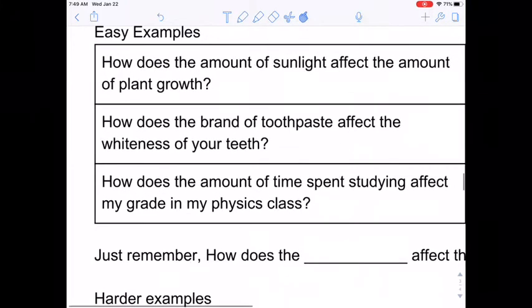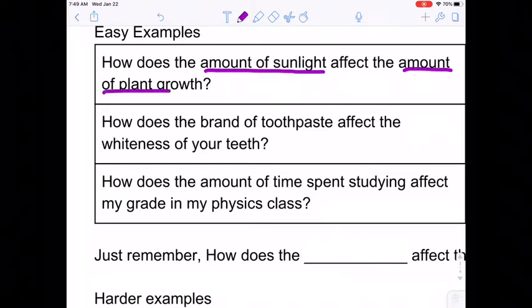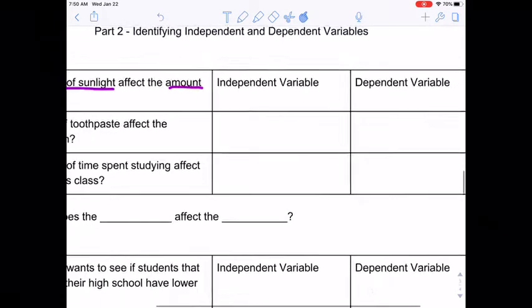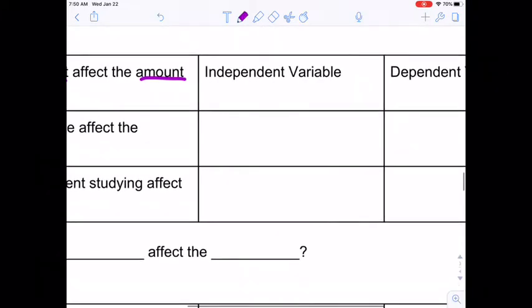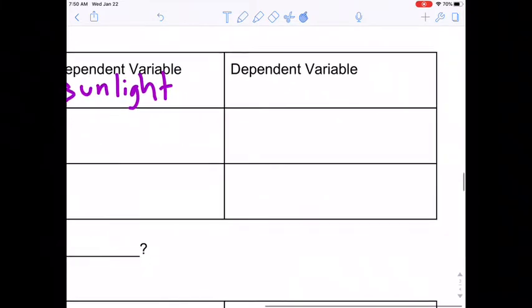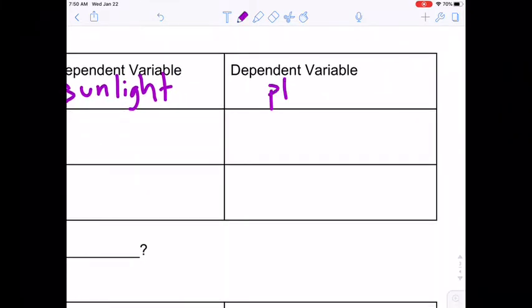How does the amount of sunlight affect the amount of plant growth? So first I'm going to underline two variables, amount of sunlight and amount of plant growth. Those are two things that can change. Which one's the independent variable and which one's the dependent variable? Well, my strategy here is I'm going to think about what's the cause and what's the effect. It just so happens that the cause is the sunlight, or the amount of sunlight, and the effect is the amount of plant growth.